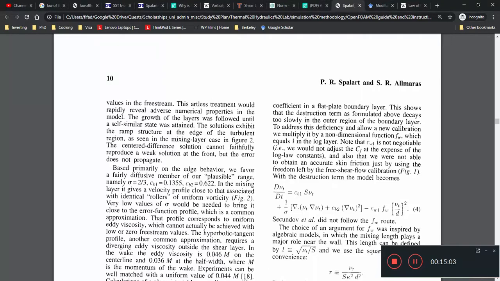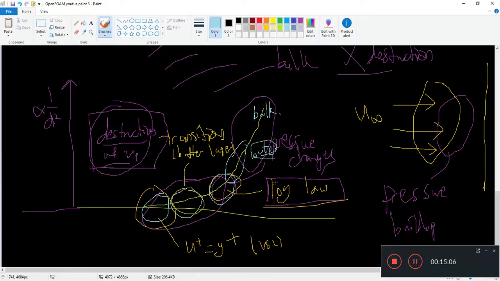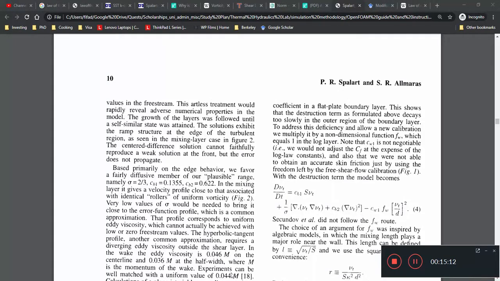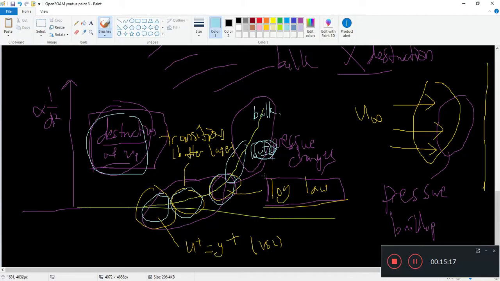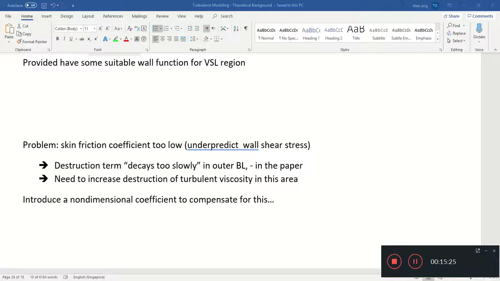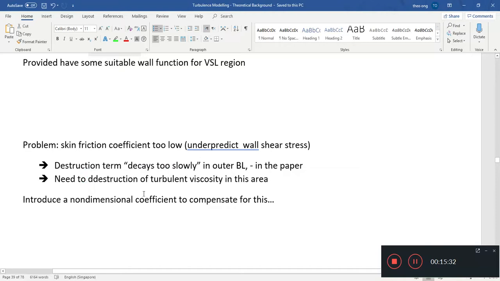So the fact is, in the outer region, this destruction term decays too slowly. What does it mean? That means that the destruction term here is higher than it should be. All right, higher than it should be. So you need to, okay, no, sorry, you should decrease the destruction of turbulent viscosity in this area.